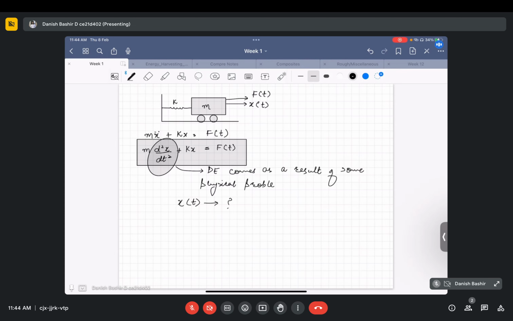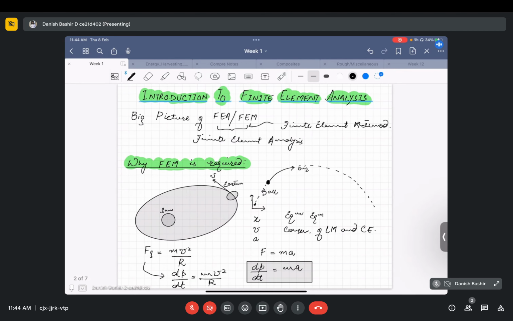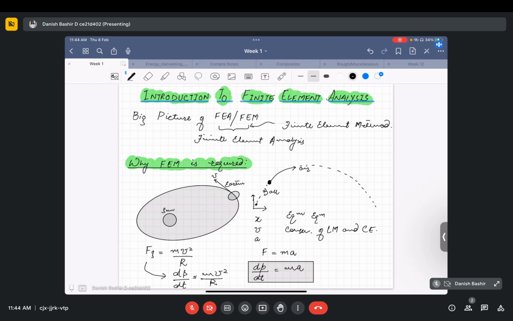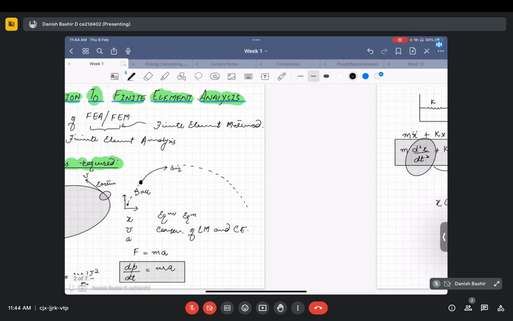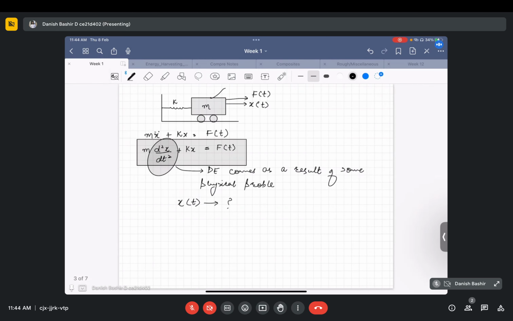But this is one of the simpler cases where we have very simple geometry, like mass m, stiffness k, everything given, and we have a small geometry like ball b. And in bigger problems, like the earth revolving around the sun, we have a very big picture, where we take things at very large scale. But often physical problems do not involve these simpler cases with simple geometries and simple boundary conditions.